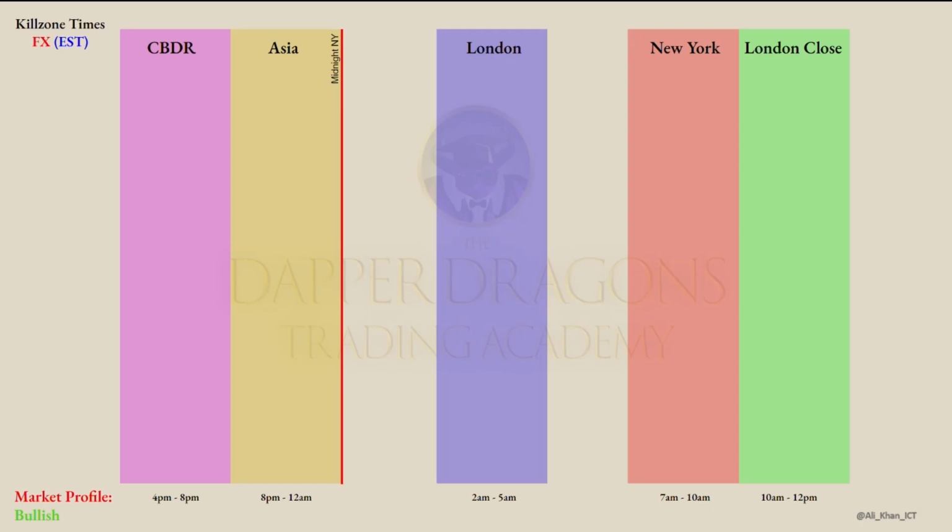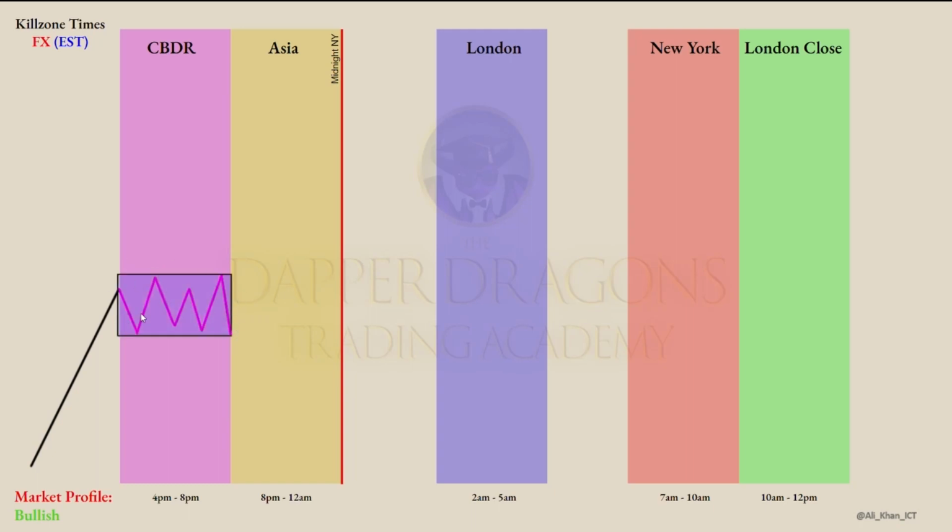So you've seen this by now. I've added in the central bank dealers range, so between 4 p.m. and 8 p.m. we have Asia, London, New York and London close. So if we're in an underlying bullish market profile, as you're used to by now, and we have our expansion move higher into the central bank dealers range, which we should find as a consolidated range profile.